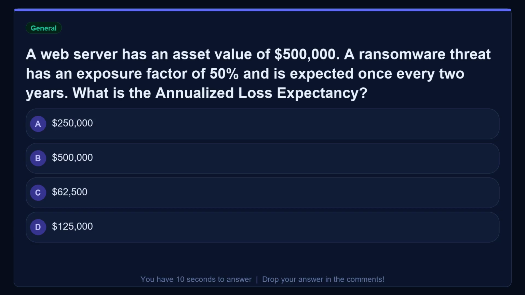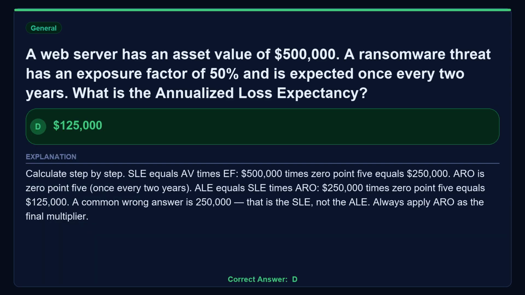A web server has an asset value of $500,000. A ransomware threat has an exposure factor of 50% and is expected once every 2 years. What is the annualized loss expectancy? The correct answer is D, $125,000.